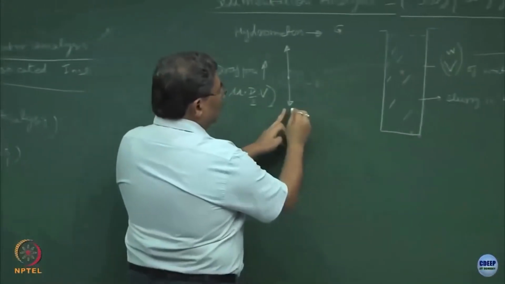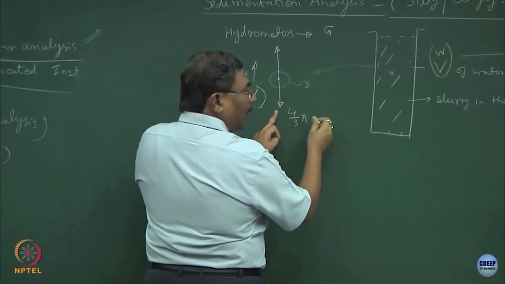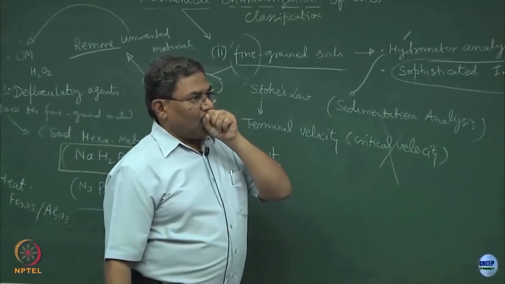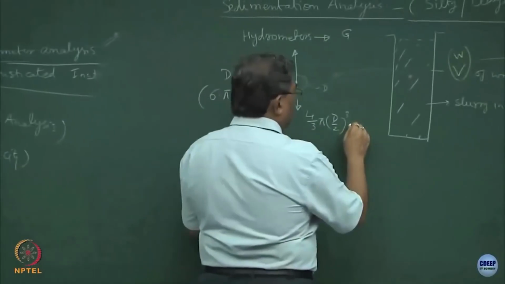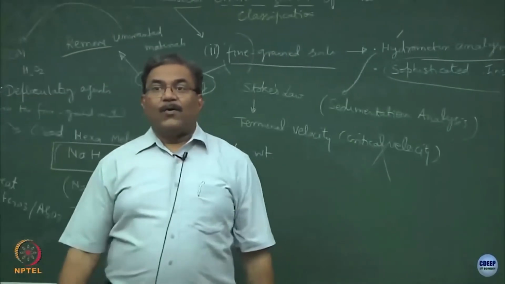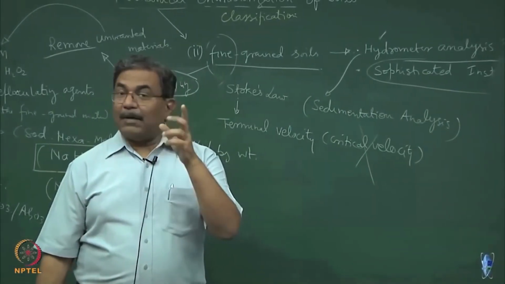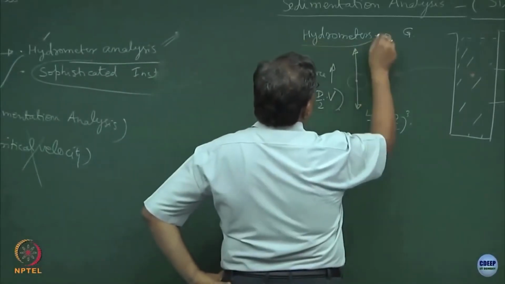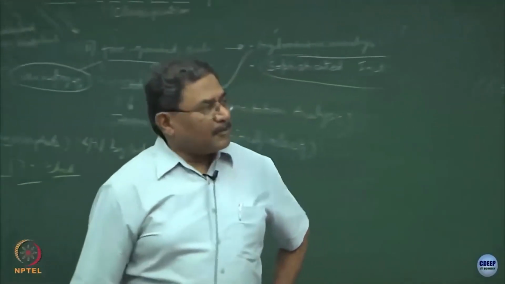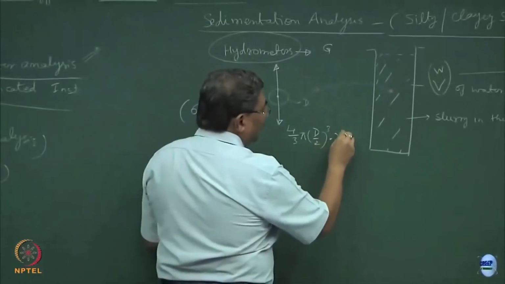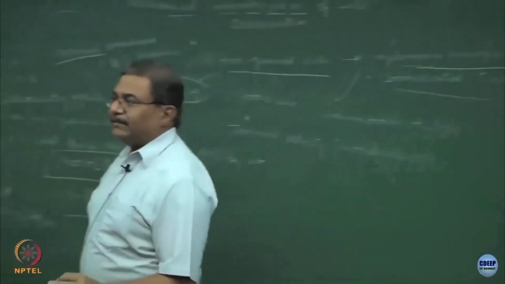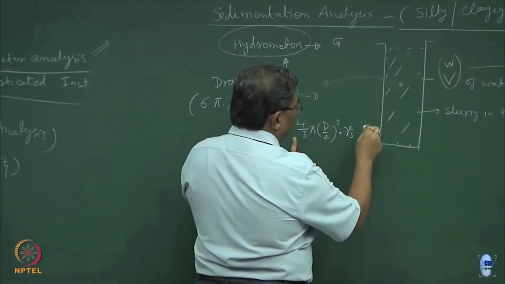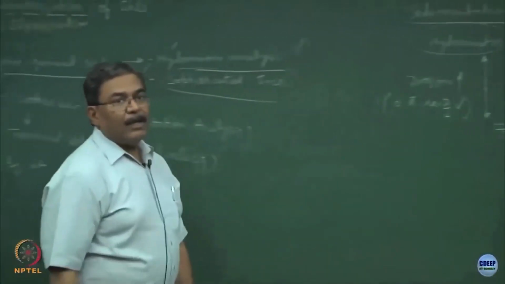Rest is simple. So this is the gravity: 4 by 3 pi r cube into, what will be this gravity component? Gamma d. No, gamma d is the matrix. It cannot be only gamma. So when I said hydrometers measure what? Specific gravity. Clear? So this is going to be the unit weight of the grain. This becomes your volume into density, mass multiplied by g will be taken care of. Clear? Is this okay? And then you have another force acting.